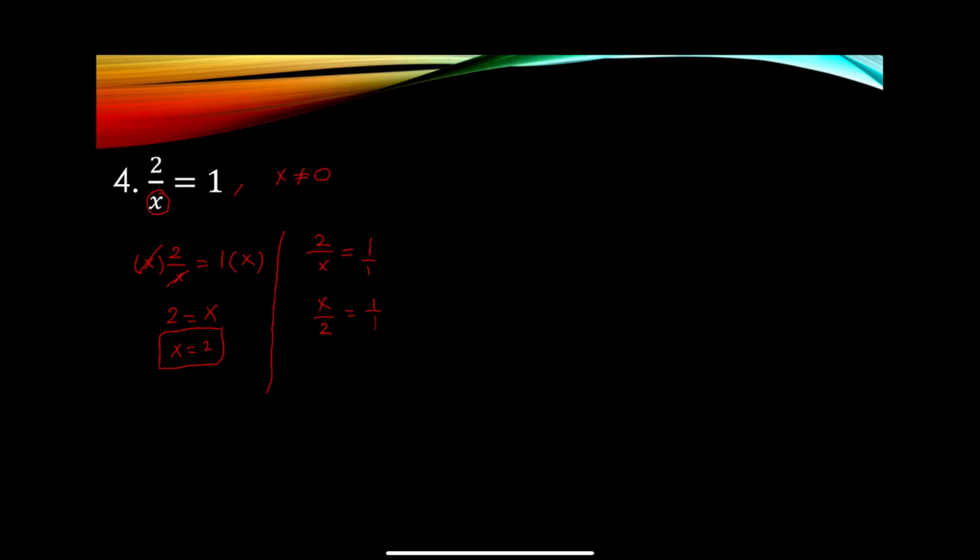Now, do you remember how to solve this? We should multiply both sides with what? With 2. This will be cancelled with this, so x is equal to 1 over 1, which is 1, times 2, which is 2. So in both cases, we got 2. Now, let's check the result. By the way, this condition means that we reject any solution that's equal to 0, x equal to 0. So in both cases, we got x equal to 2, which is not equal to 0.